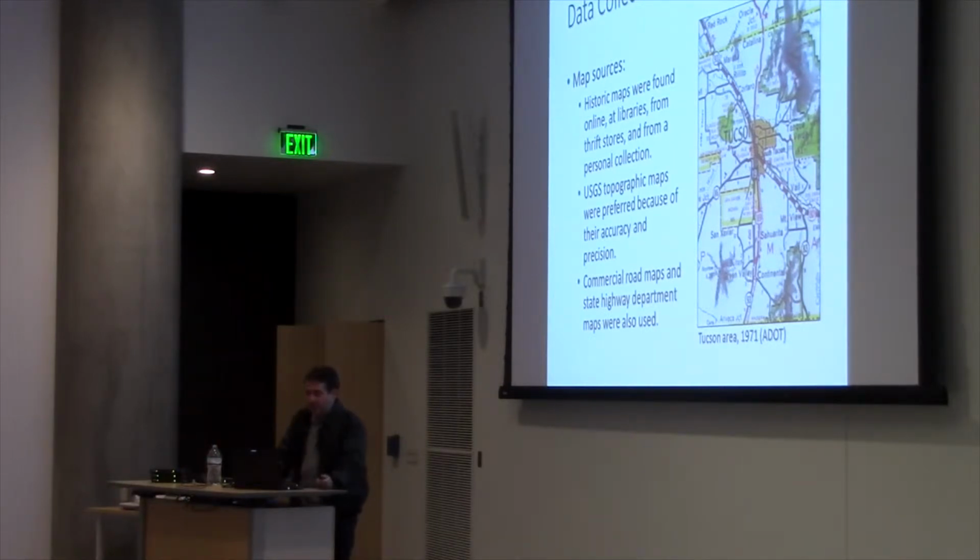So these are mostly topo maps, a lot of commercial road maps, and then especially back in the 30s and 40s, a lot of the maps I used were actually state highway department maps because during that period, those had the greatest precision.